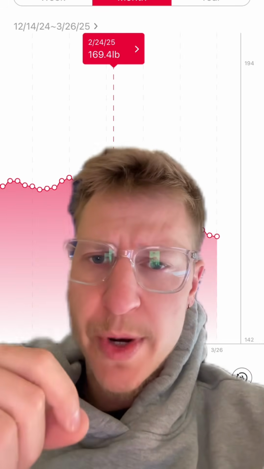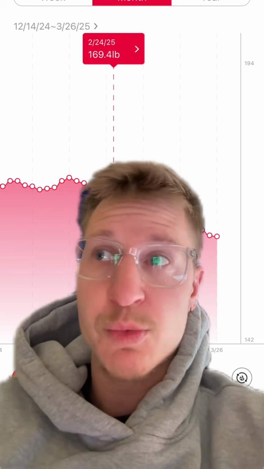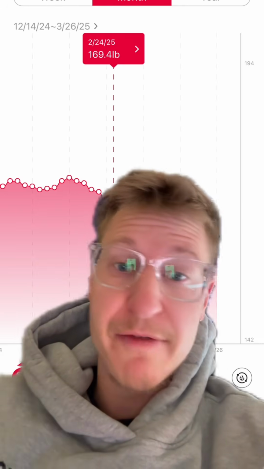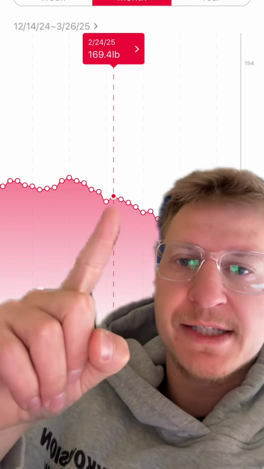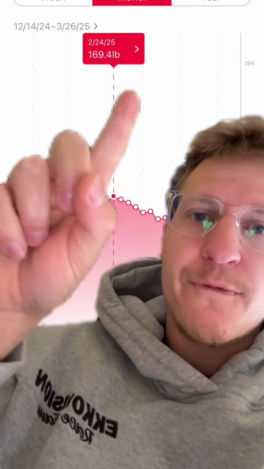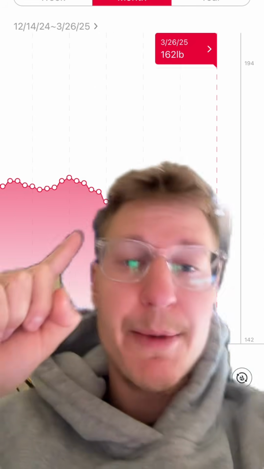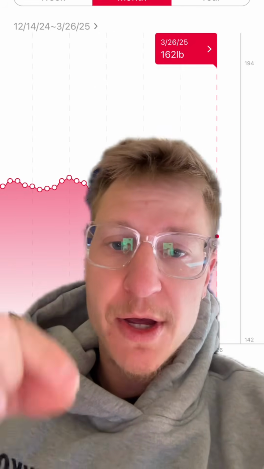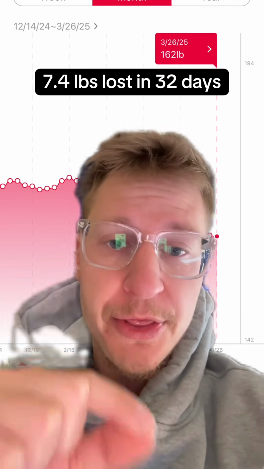This is because a lot of the weight that you lose at first is not fat, it's water, it's glycogen, it's a bunch of stuff going around your stomach. So I started dieting here and I took this data point just because this one seemed like an outlier. So my starting weight was 169.4 pounds on February 24th. And then fast forward to today, March 26th, I'm 162 pounds. So I have lost 7.4 pounds in 32 days.